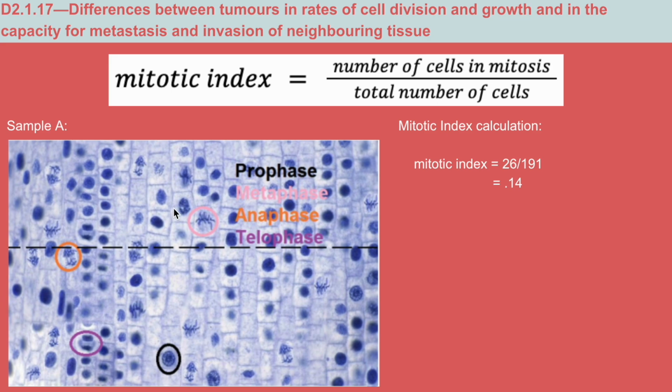Okay, so if you were given this image, you would need to count up the number of cells in any of the 4 mitosis stages: prophase, metaphase, anaphase, or telophase, okay, divided by the total number of cells, and that gives you the mitotic index.